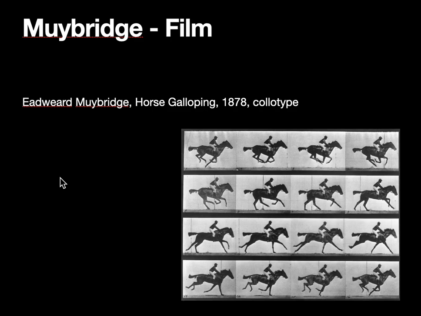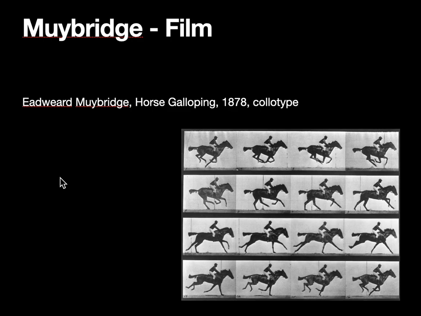Muybridge and Isaacs set up a series of 12 cameras on a racetrack, had one of Stanford's horses race down this track, and as the horse was moving across the track, the cameras were set to go off. And so they captured the horse at different parts of its gallop.